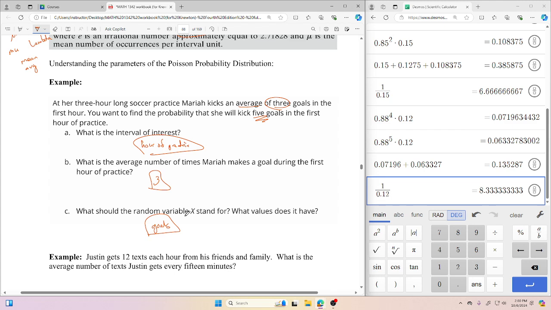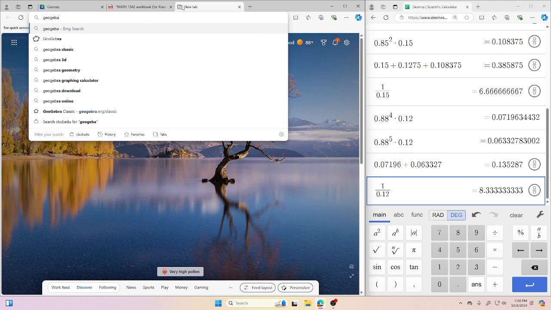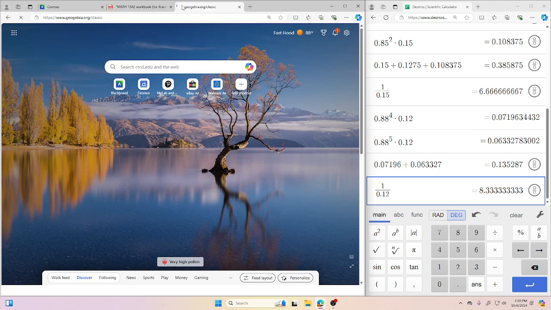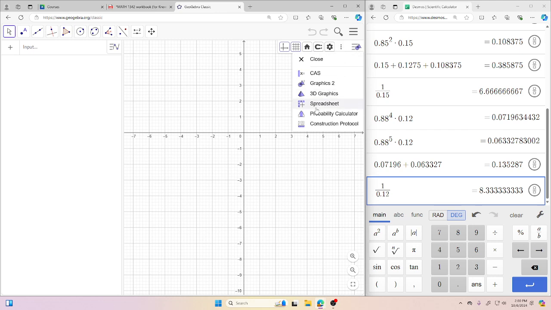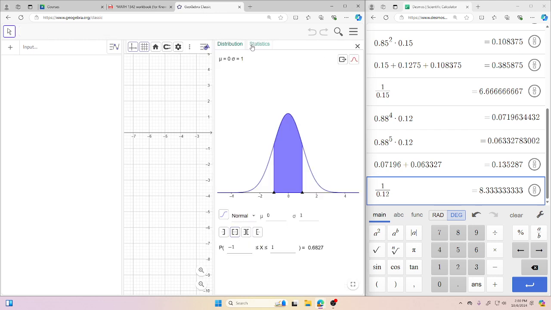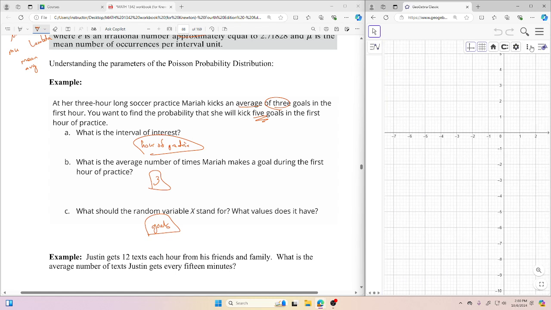I'm going to pull up GeoGebra, .org/classic. Cool. And I'm going to go to probability calculator. I want it like over there. Here, let me do this. No, it's gone. It's all gone forever. Okay, let's try this again.